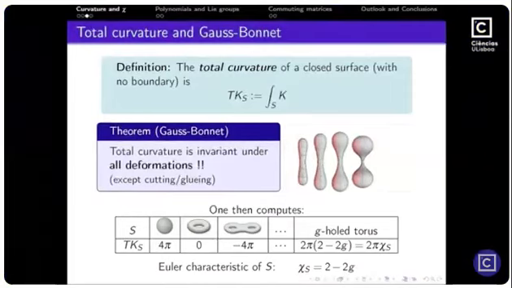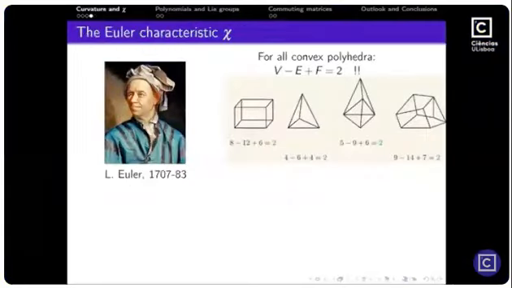And why do I write it like this? It's because there's another interpretation of this Euler characteristic, by Euler, of course, that comes from studying convex polyhedra. If I study any convex polyhedra, then I take the number of vertices, the number of edges, the number of faces. This alternating sum always equals 2.